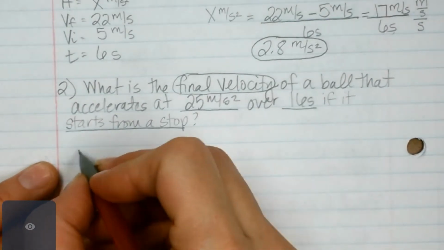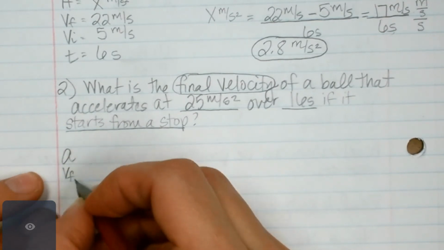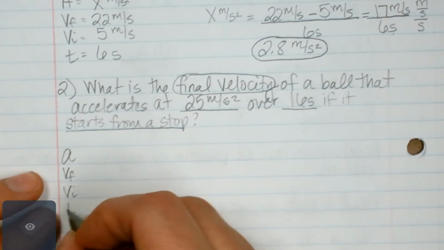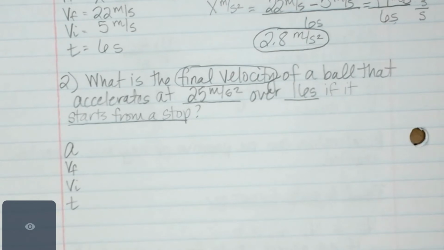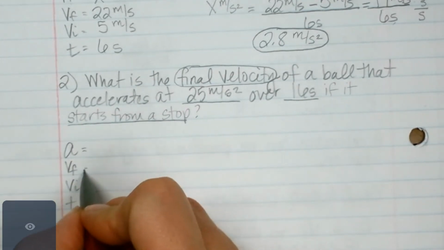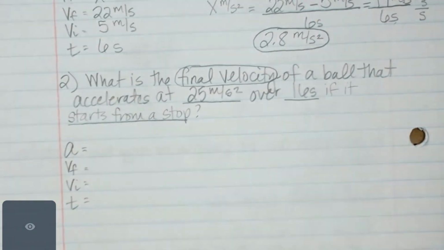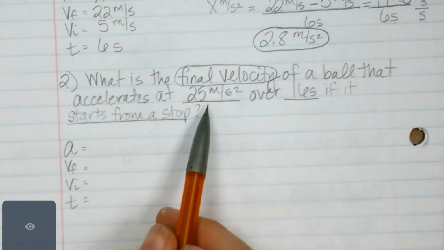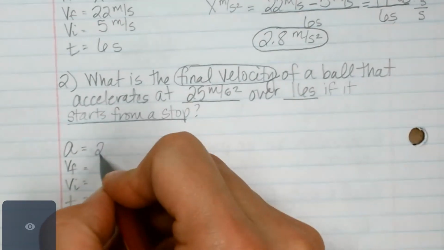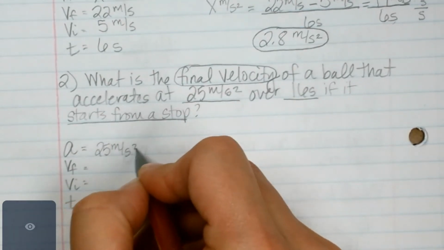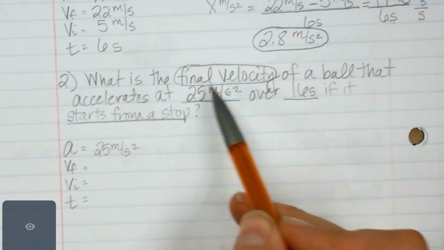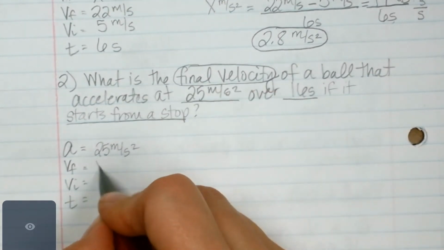So let's go ahead and write out our A, VF, VI, and T. See, I went back to my old A. Okay, so acceleration is given to me, 25 meters per second squared. Final velocity is not given to me. It's what I'm looking for. So that's going to be x.